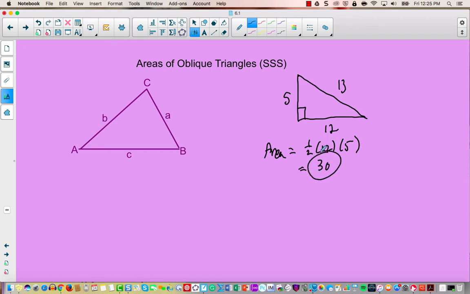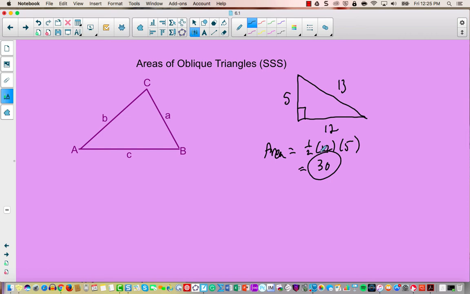And when there are no units specified, the answer is unitless, but it would obviously be 30 of the square, or whatever the units that 5, 12, and 13 are. Now, here's another way to find that. Some would say a more interesting way.